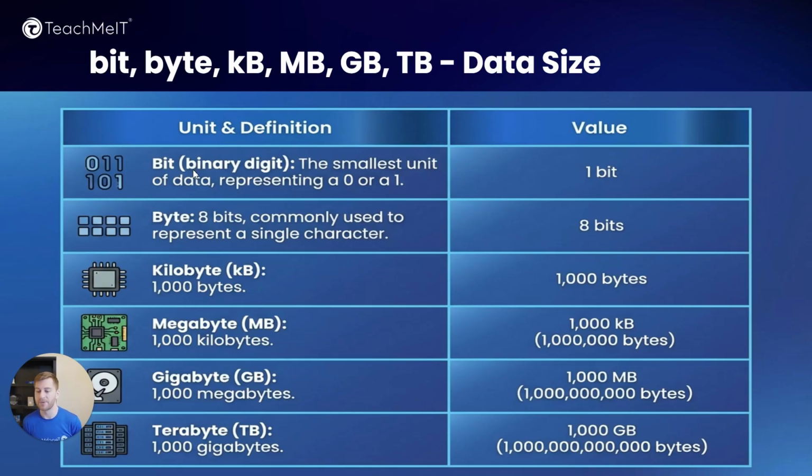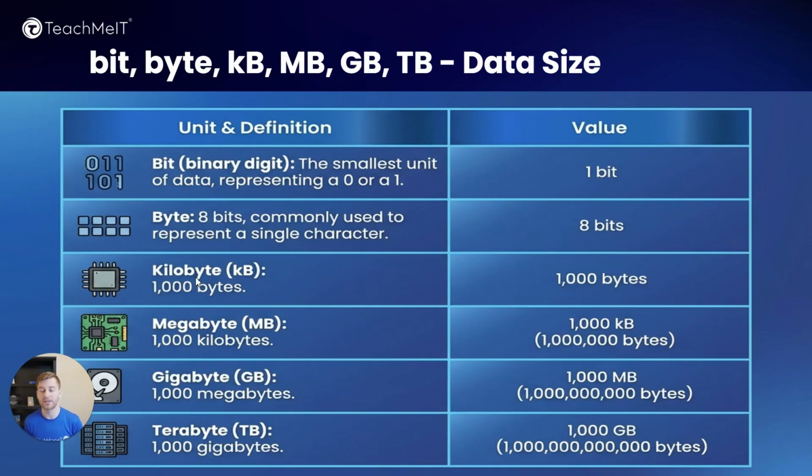Let's talk about bits first. So bits are our binary digit. We learned about these in the previous video, and they're our smallest unit of data, which represents either a 0 or a 1. Our bytes, remember, are 8 bits. So 8 bits make up 1 byte, and bytes are normally used to represent a single character.